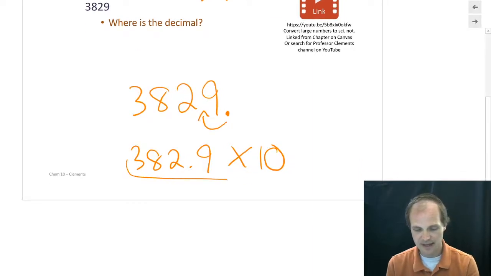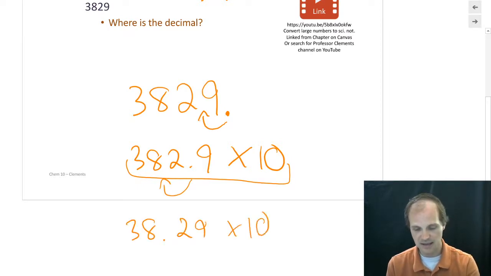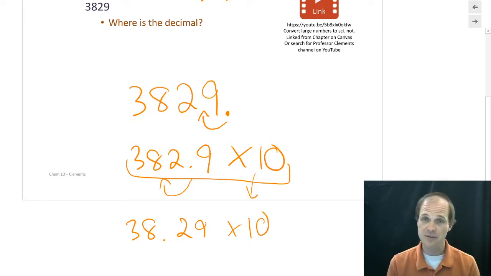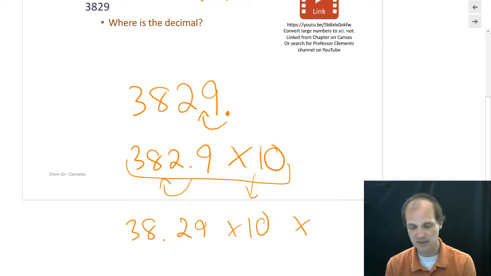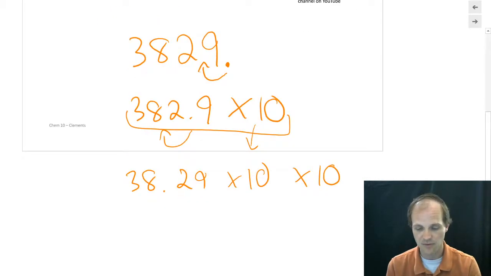So what I'm going to do is take this guy down here and move the decimal point one spot over. So now I've got 338.29 times 10, right? I'm carrying down this times 10 here. Are those two the same? And the answer is no, because I moved the decimal. I need to multiply it by 10 again. And so I get 38.29 times 10 is 382.9 times 10 is 3,829. So you can see I'm not changing the number. I'm just changing how I'm writing it.